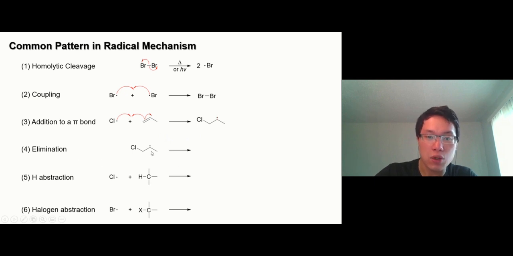Now this one is elimination, so it looks like a beta elimination, but uses a single electron. We're going to form a double bond right here, and chlorine is going to come out right there. So we break the sigma bond there. Okay.